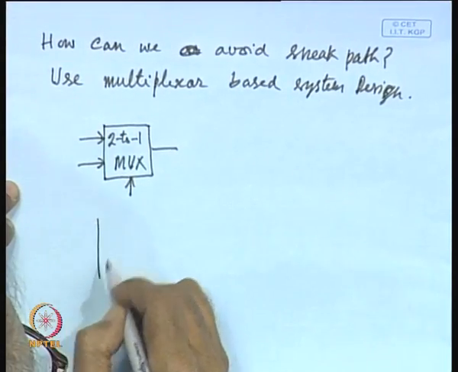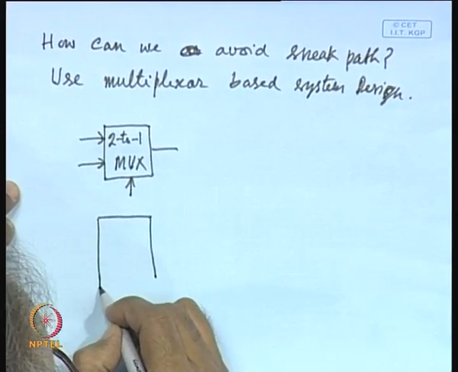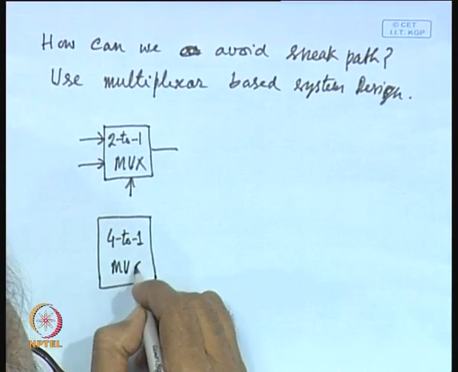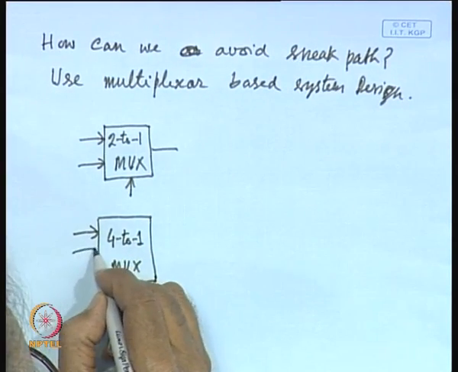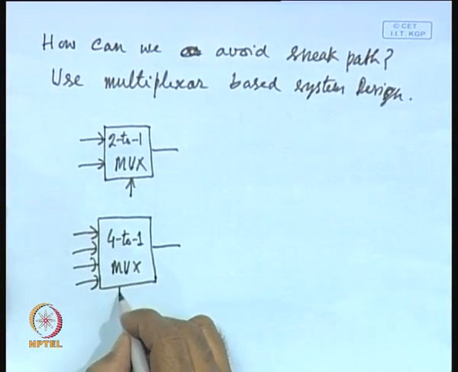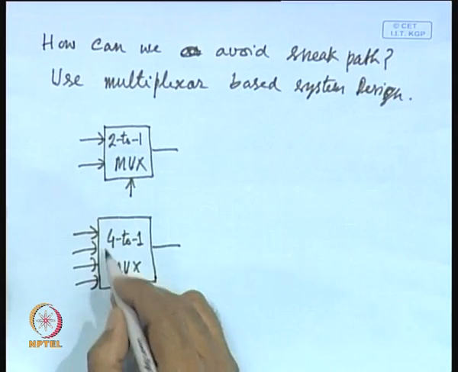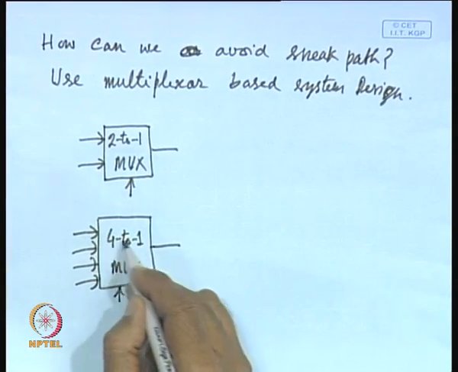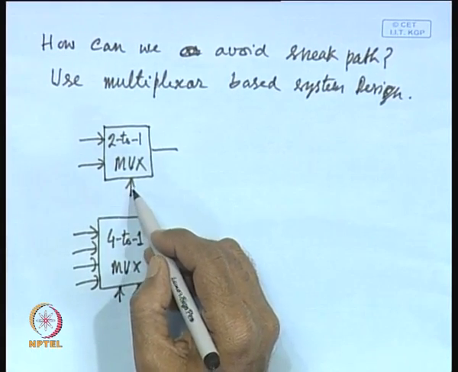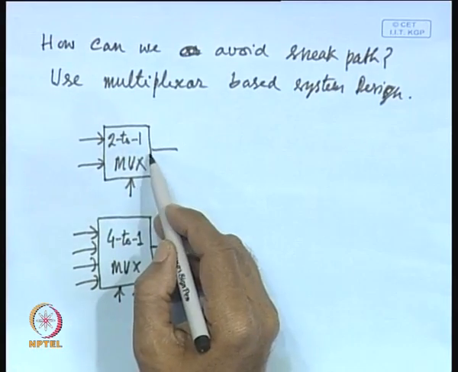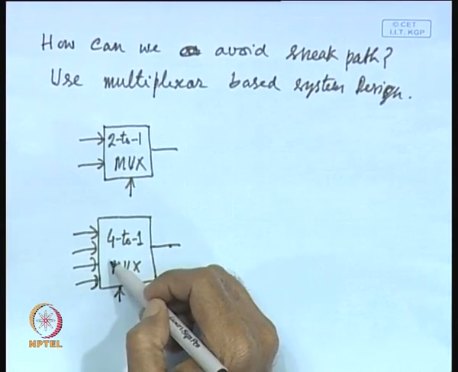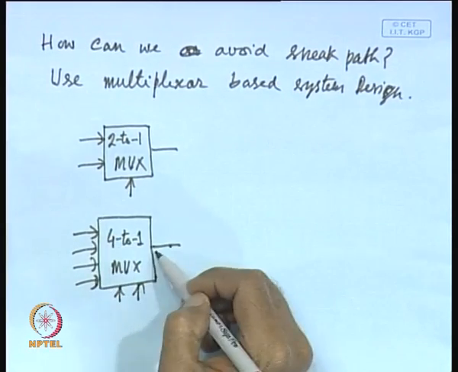In a similar way you can have a 4 to 1 multiplexer. In this case you will have 4 inputs and a single output, and of course, you will require 2 signals to control which input will be selected to be connected to the output. So, essentially the role of this control signal is to control the path to one of the 2 inputs in this case, and here to one of the 4 paths in this particular case.